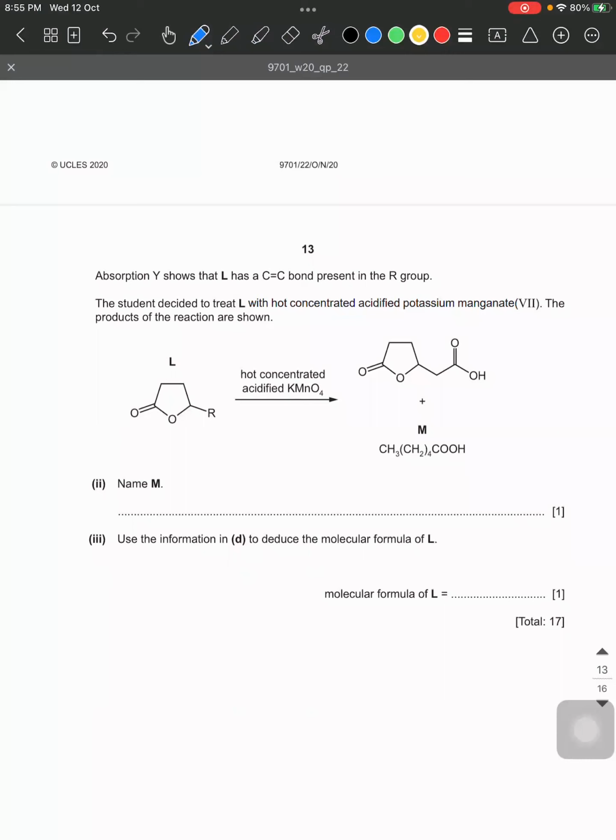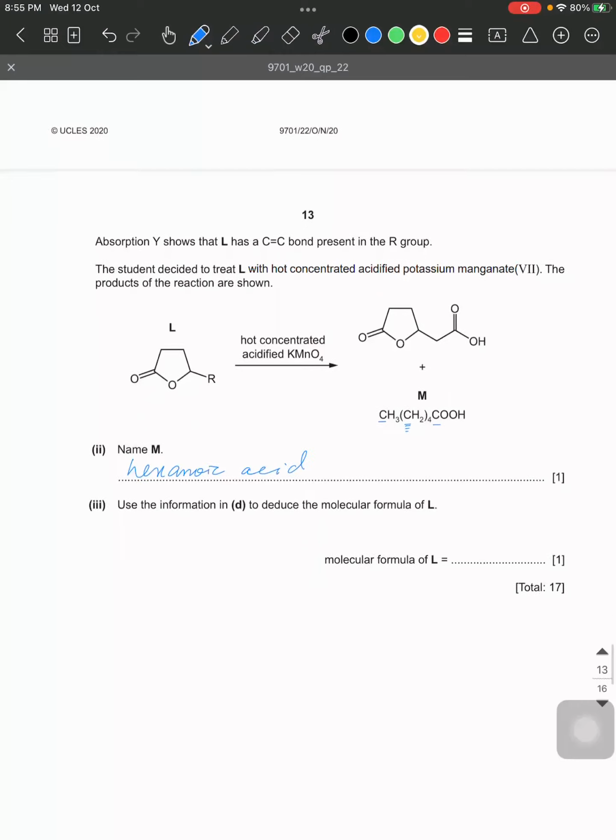Then they are saying absorption Y shows that L has a carbon-carbon double bond present in an R group. The student decided to treat L with hot concentrated acidified potassium manganate. The products of the reaction are shown. This one, right? Name M. What is the name of M? If you focus on this, 1, 2, 3, 4, 5, 6, six carbons with the carboxylic acid. So it should be hexanoic acid.